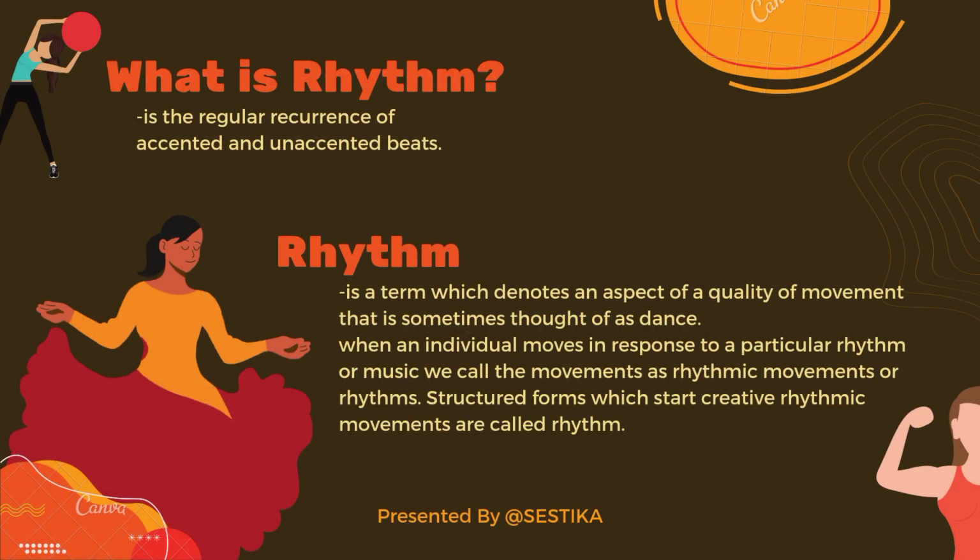What is rhythm? It is the regular recurrence of accented and unaccented beats. Think of rhythm like a heartbeat in music. It's the pattern of strong and weak beats that repeat regularly, like the tick-tock of a clock. Accented beats are the strong beats in a rhythm, like the downbeat in a measure of music. Unaccented beats are the weaker beats that fall between the accented beats. They create a sense of flow and pulse in the music.